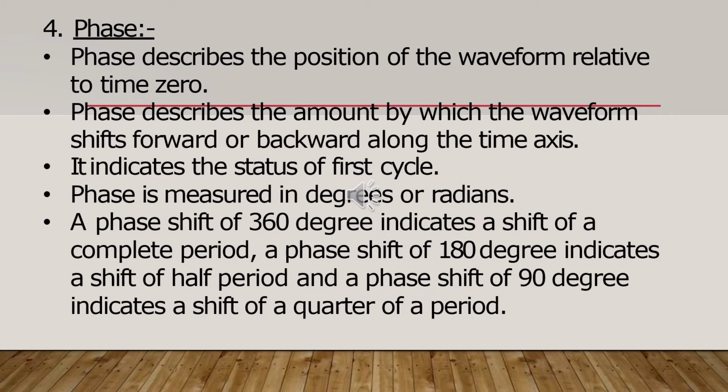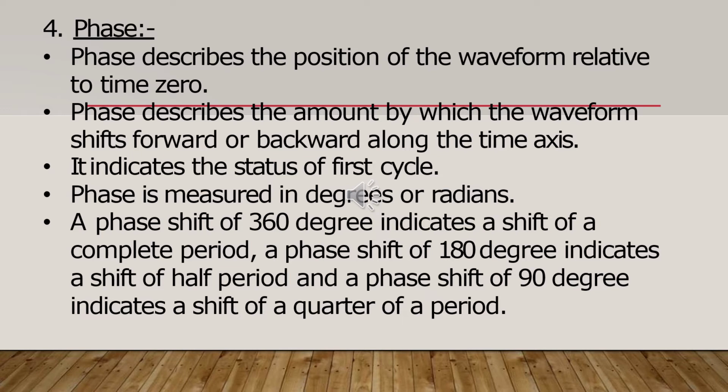The fourth characteristic which we have for the analog signal is phase. What exactly is phase? See, phase describes the position of the waveform relative to time zero. It describes the amount by which the waveform shifts forward or backward along the time axis. It indicates the status of the first cycle. Phase is measured in degrees or radians.